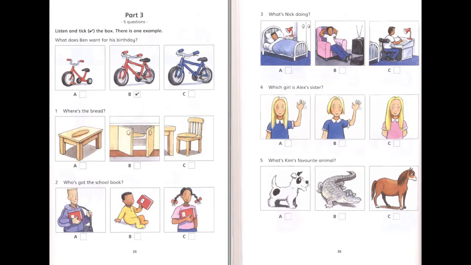Three. What's Nick doing? What's Nick doing? Is he watching TV again? No, he isn't. He's in his bedroom. Oh, good. Is he working? No, he's sleeping.